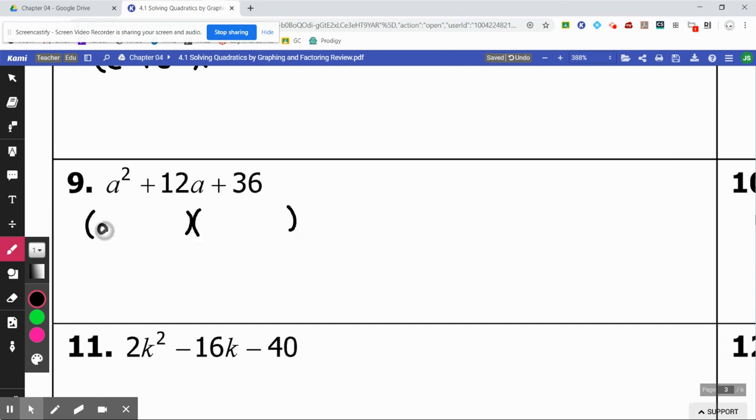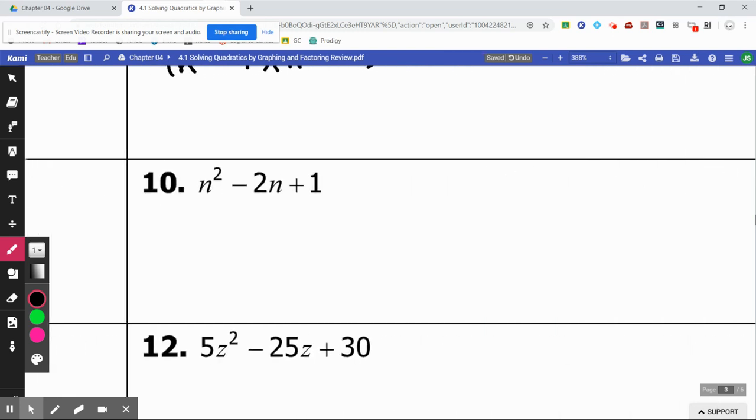a times a is a squared. Adds, multiplies would be a positive 6 and a positive 6, which can be written as a plus 6 to the second power. This is what's known as a perfect square trinomial. That's a perfect square right there. Again, here's how you can identify perfect squares. If you can take half of this, multiply it times itself, and it gives you this, it'll always be a perfect square, and it'll always factor like that.